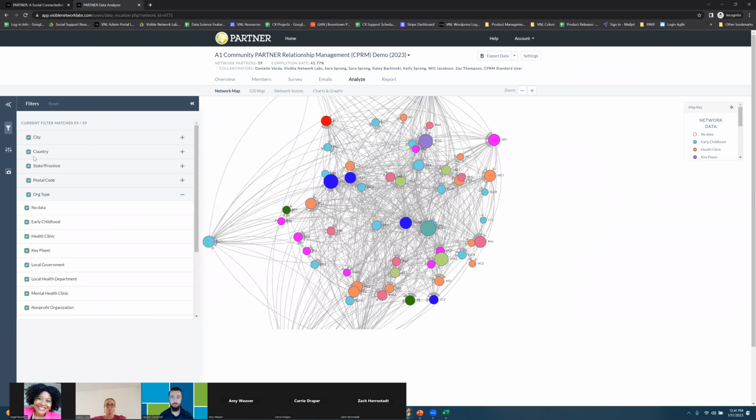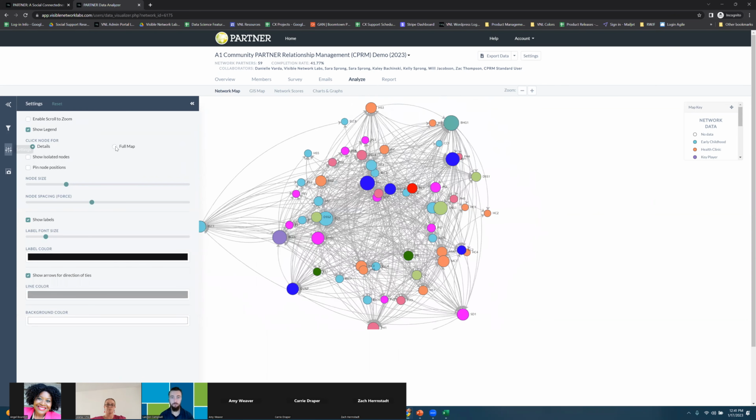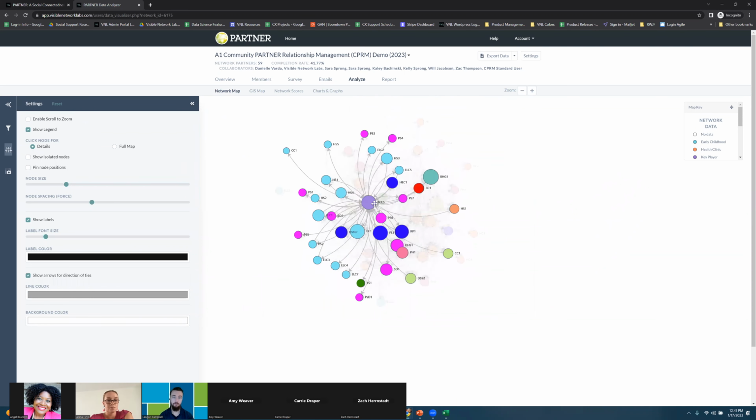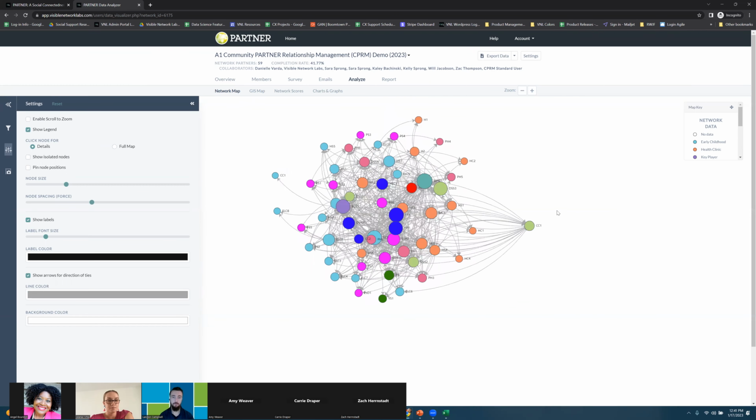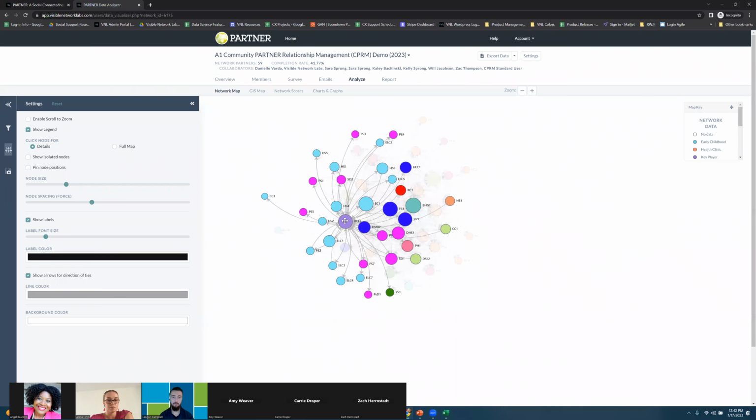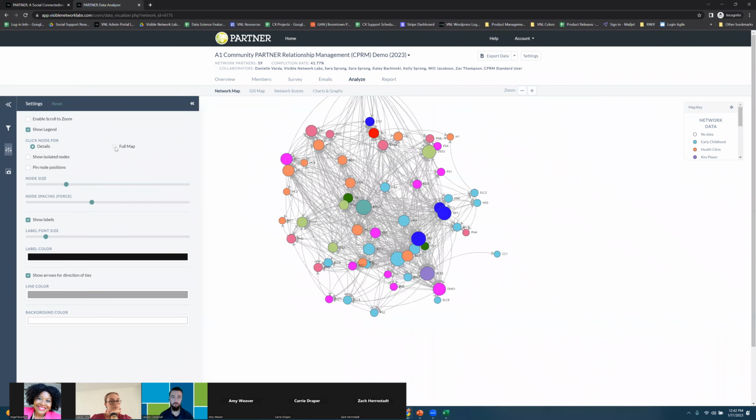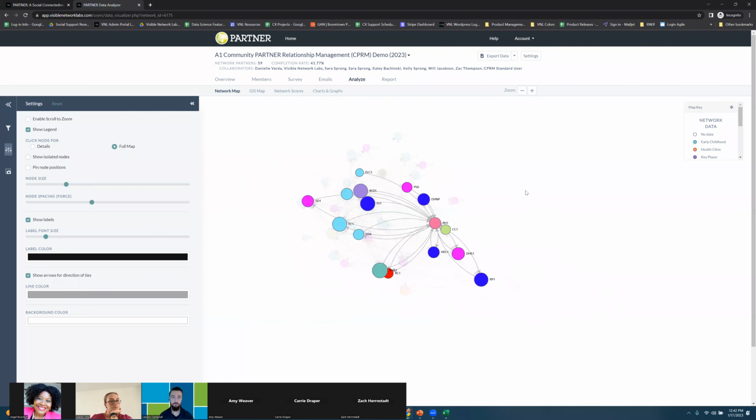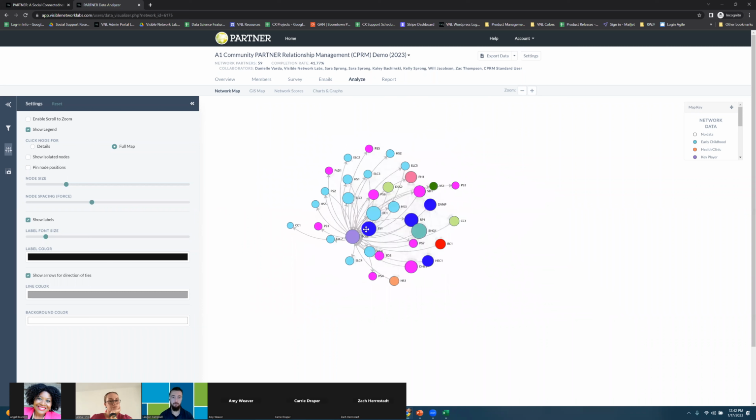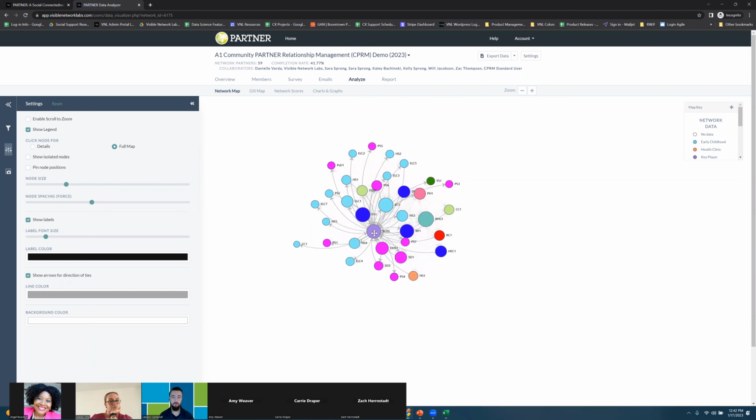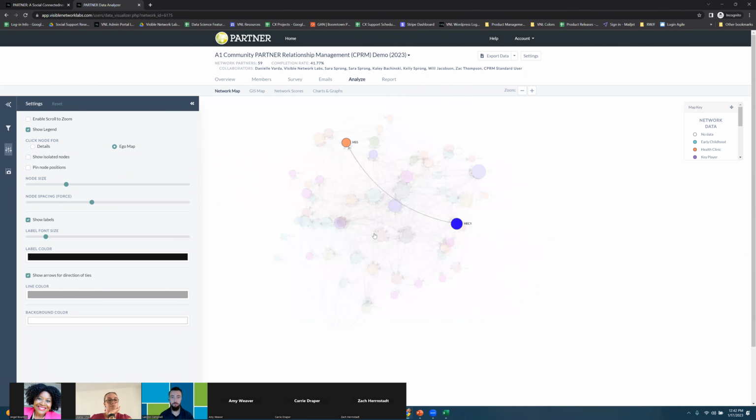The other piece to note is the other thing I showed you about the ego map. When I click on that state agency's ego map, I can see details. I can see how many connections he had when I highlighted him.